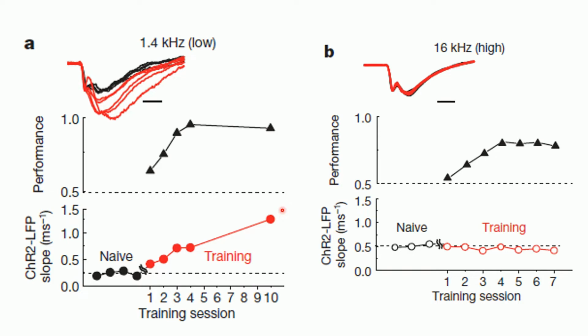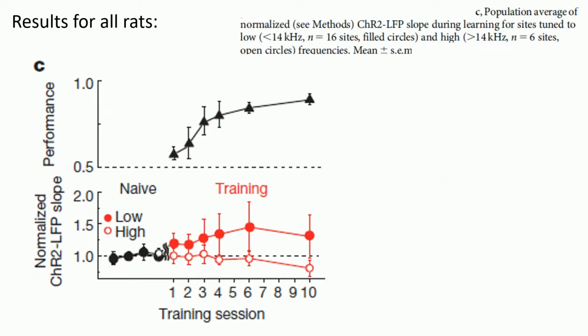In contrast, here are the recordings from a rat whose electrodes were implanted in a high-frequency region of the left striatum. It shows no changes in synaptic strength over training, again, just as theory predicted. And here are the results for all rats in this particular experiment. It shows that synapses of auditory cortical axons responding only to low frequencies onto the left striatal neurons were strengthened during learning, just as predicted by theory.